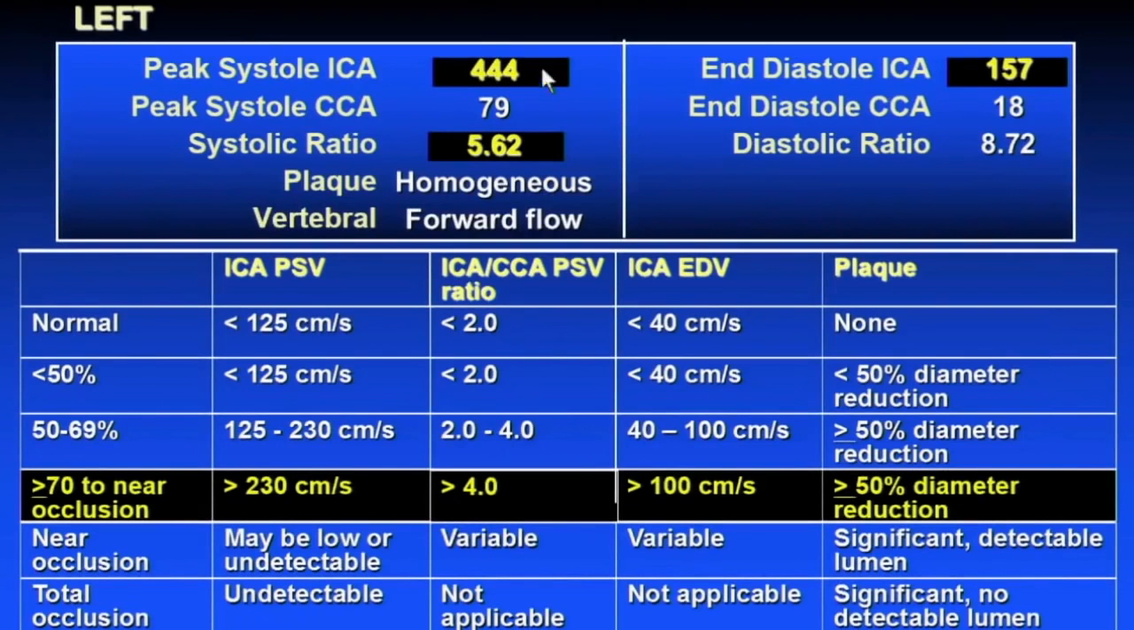And we can put those numbers into tables. Here, again, are the numbers we had for the internal, here for the common, and then we get ratios, a peak systolic velocity ratio and also an end diastolic velocity ratio, and we put it into a table and figure out the degree of stenosis. So you could use this table, which is from the SRU. There's another table, which I'm the first author of, which was previously published. You could use any of the tables.